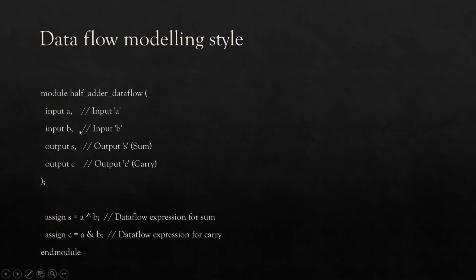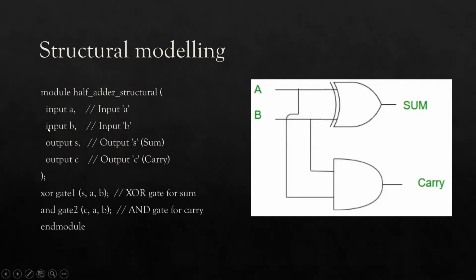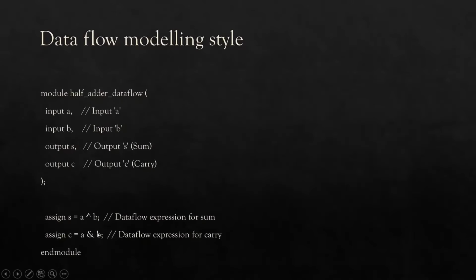Whatever this A value and B value is, who will provide the values of A and B? Through the test bench, you will give the input or stimulus to the design: what is the value of A, what is the value of B. And the output will give the value of S and the value of C, sum and carry. So I hope you differentiated between structural modeling and data flow modeling. Now we will see behavioral modeling.